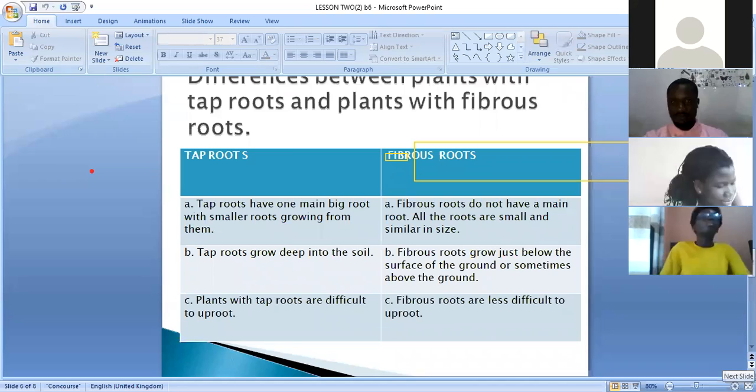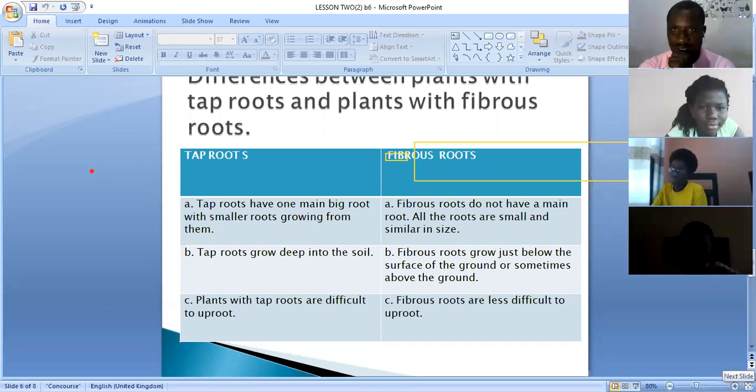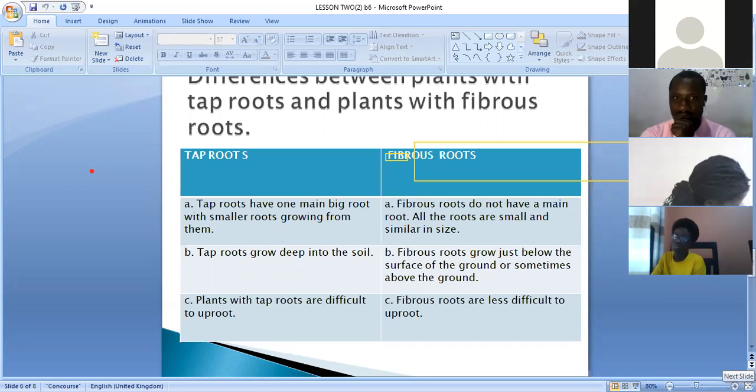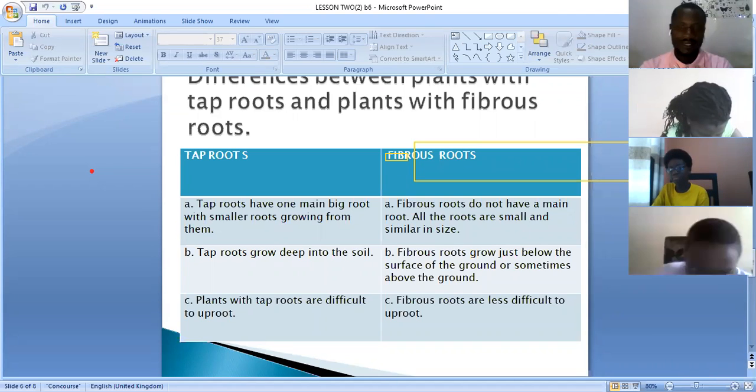Please, the taproot, their stems are usually big. The taproot, you're saying that their stems are usually big. Can you give a typical example of that to support your answer? Mango. So mango has a big stem, so it's a taproot. Is that what you're saying? Safo, is that what you're saying? It also looks like the fibrous root, the stem is also big.